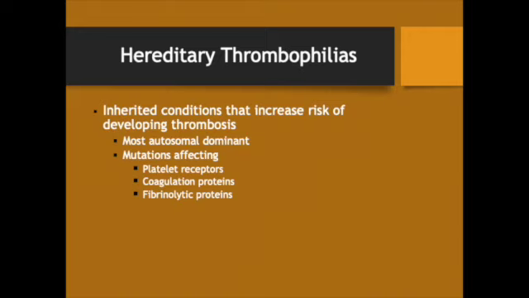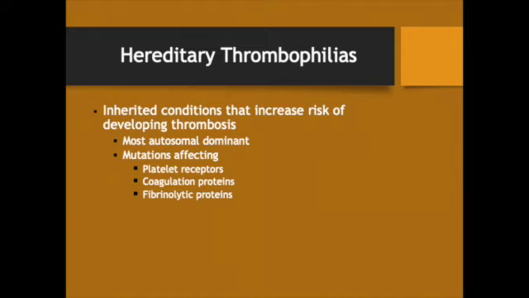We're going to move on to hereditary thrombophilias, which are inherited conditions that increase the risk of developing a thrombosis. Most are inherited conditions. They're commonly autosomal dominant. You will see mutations that affect platelet count, coagulation proteins, and fibrinolytic proteins as well. This is where mutations are occurring that increase the risk of hereditary thrombophilias.